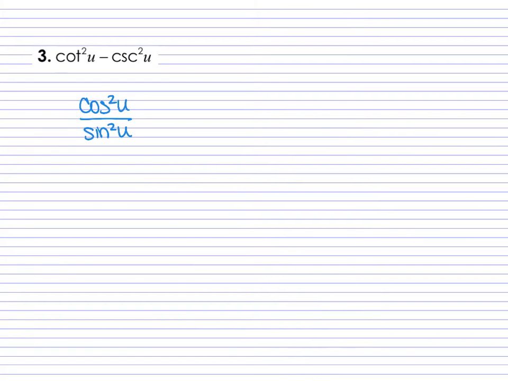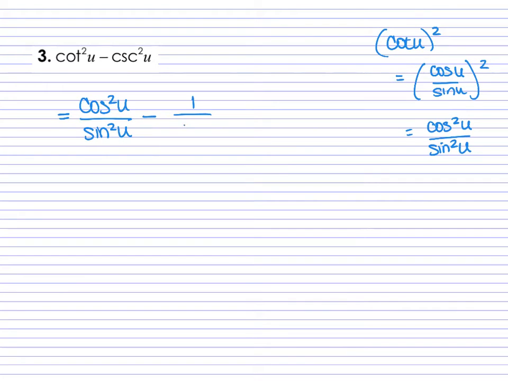Now, if that's a little off to you, what you could say is that this is really the cotan of u squared, which is equal to cosine of u over sine of u, squared. And then we would multiply it by itself. So that's where that cosine squared of u over sine squared of u comes from. But you can skip right to this step. So cotan squared of u simplifies to cosine squared of u over sine squared of u. And then cosecant squared is just 1 over sine squared of u.